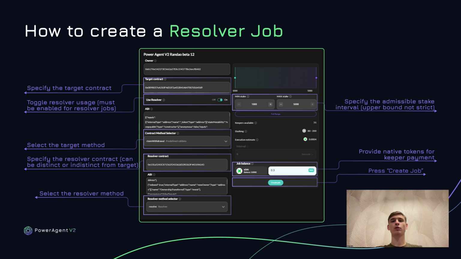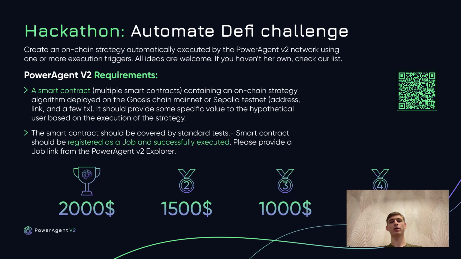During this hackathon, we propose you build projects from one of these three categories. The first and main category is for projects that utilize Power Agent automation and bring users a refined DeFi experience. We encourage you to create an automated strategy that uses the Power Agent network with one or more execution triggers. All your ideas are welcome, but you could find inspiration from our list of proposed projects. There are four prizes in this category, which start from $500 and end with $2,000.